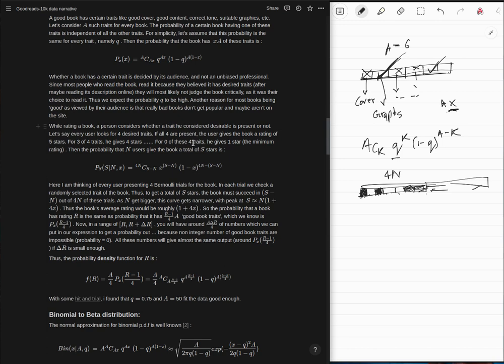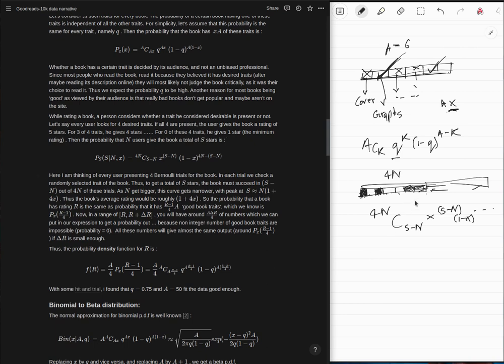So the probability that you will get capital S stars is the same thing as the probability that you will get capital S minus n black boxes, which is 4n C (S minus n), that's the number of ways of doing this, times the probability for every arrangement of these black boxes, which is x to the power S minus n, times 1 minus x to the power of the remaining, 4n minus (S minus n). So that's the probability to get capital S stars.